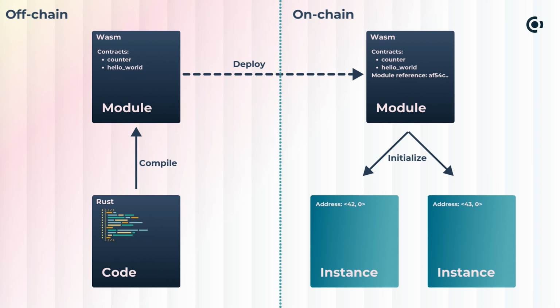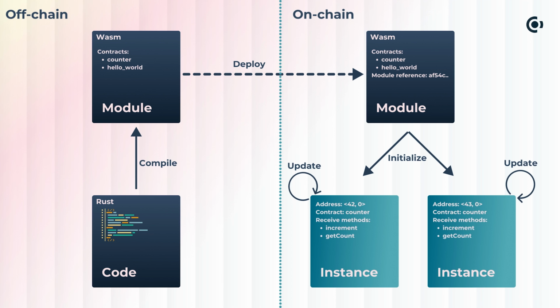The logic for initializing the contract instance lives in the init method. And there is always one init method per contract. The smart contract instance can subsequently be updated according to its own logic via its receive methods, also known as entry points. There can be 0 or more receive methods per contract.